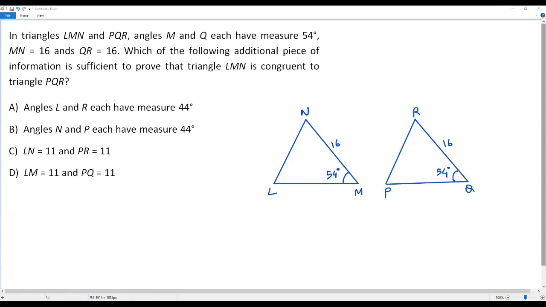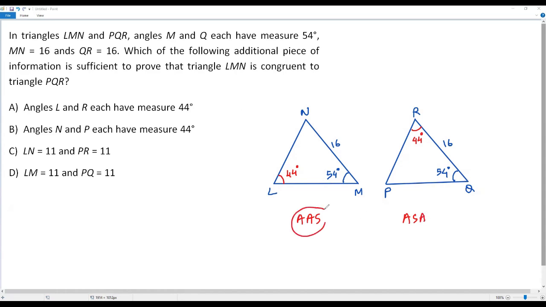Let's consider the information in answer choice A, that is, angles L and R each have measure 44 degrees. Let's go to the vertex L in the first triangle, mark the interior angle 44 degrees, and go to the vertex R in the second triangle, mark the interior angle of 44 degrees. In the first triangle, we have angle angle side, that is AAS. In the second triangle, we have angle side angle, that is ASA.